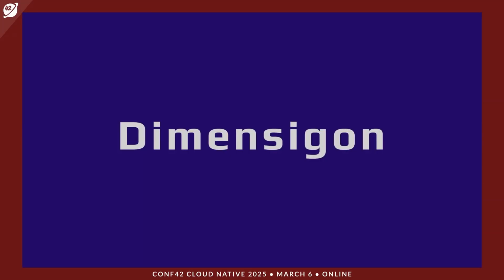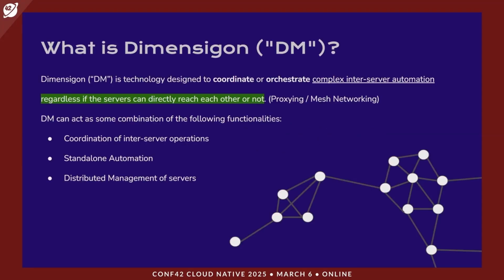Dimensigon is our company name, but it's also the name of this technology. We also call it DM, and this serves very much when you have two or more subnets or data centers that are connected through very specific points, and you want to manage them as a unique group of servers. We call that a dimension.